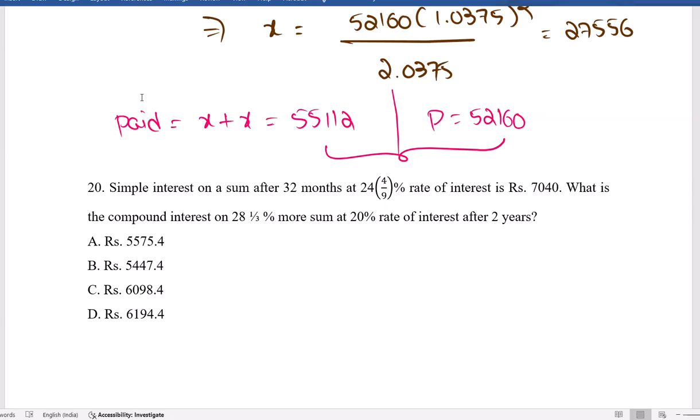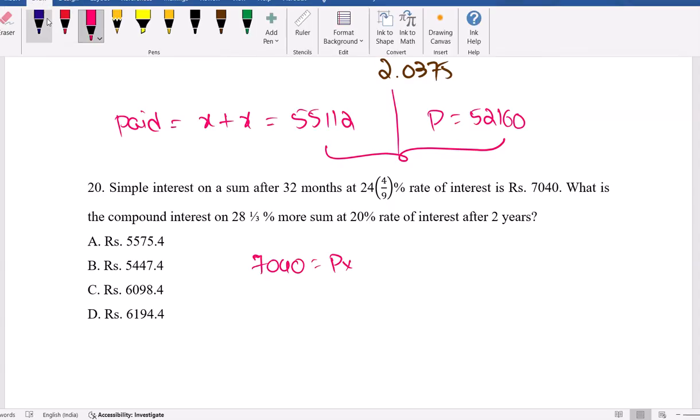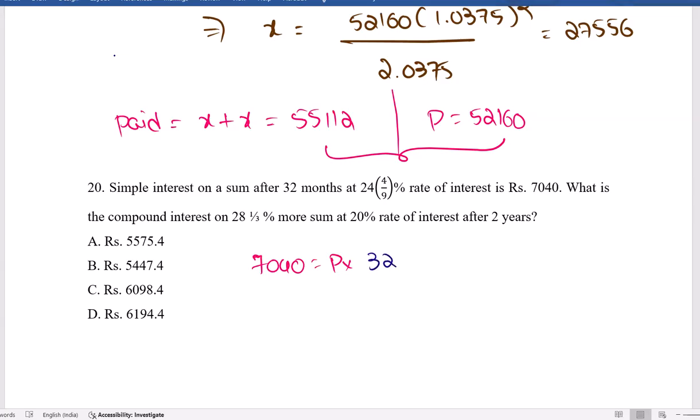the simple interest on a sum after 32 months at 24 4 by 9% rate of interest is 7,040. Okay, what is the compound interest on a 28 1 by 3% more sum? So first we have to calculate the principal from this. They gave interest as 7,040. Principal we don't know. Time is 32 months. We always need to convert into years, so we should divide by 12. Always the time in that formula must be in years.